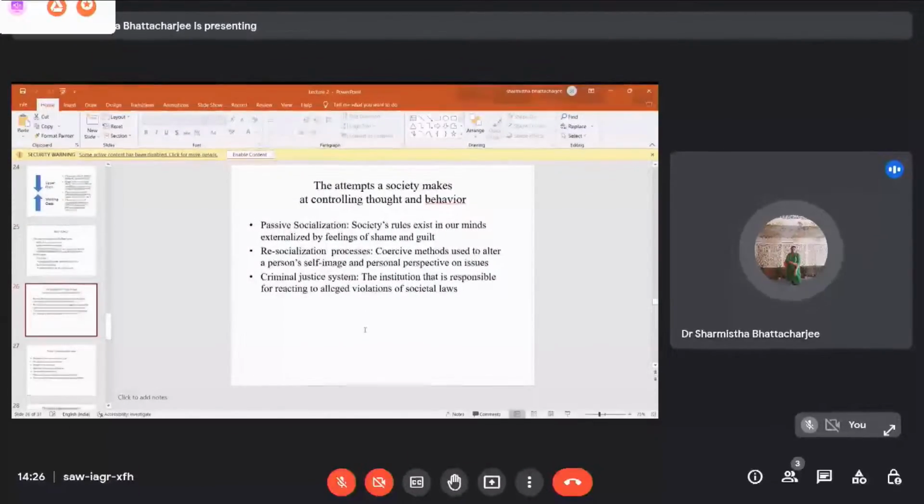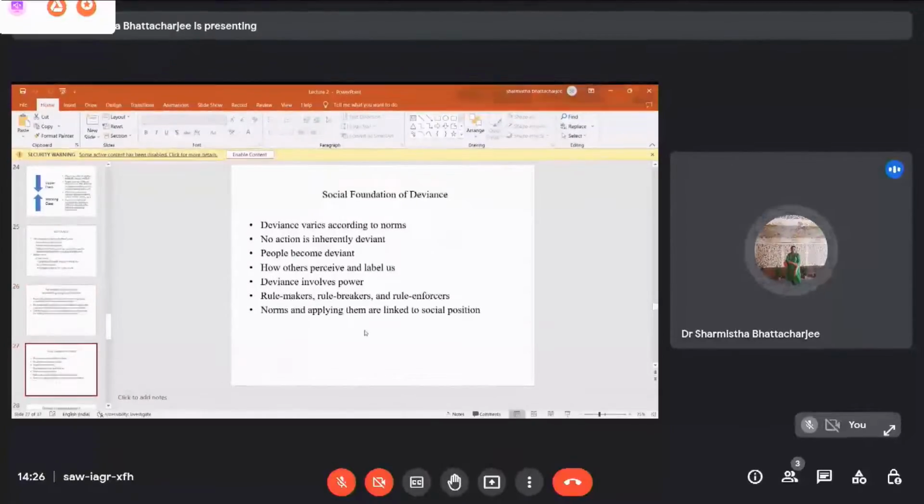Social control: the attempts of society to regulate thought and behavior. Passive socialization: society's rules exist in our mind, enforced by feelings of shame and guilt. Resocialization is a coercive method used to alter a person's self-image and personal perspective on an issue. Criminal justice system: the institution responsible for reacting to alleged violations of law.